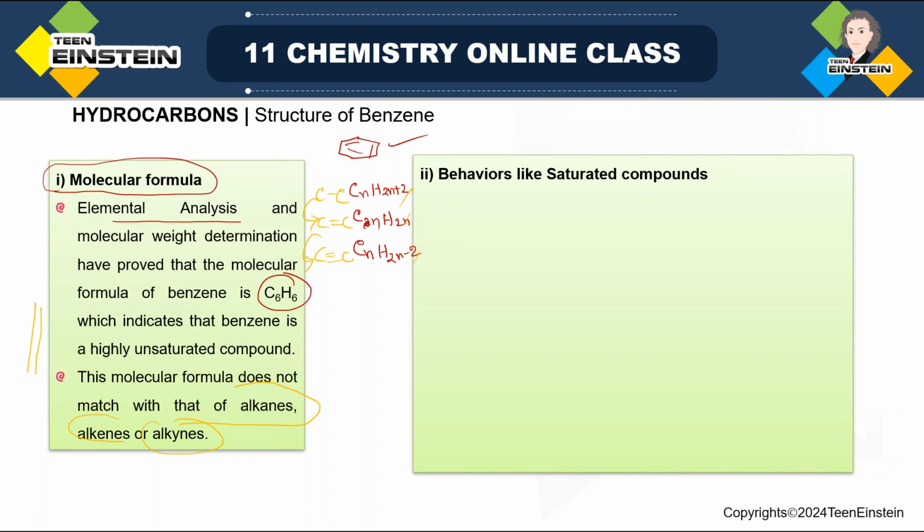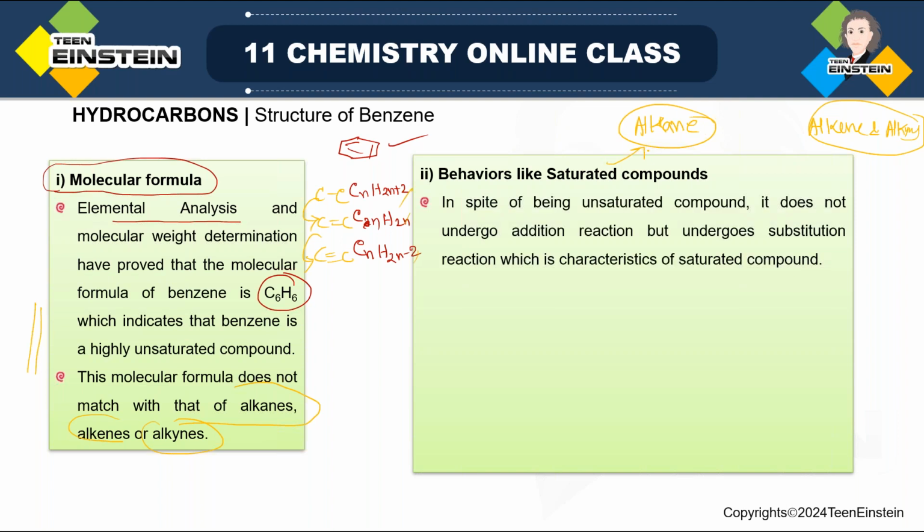So we already know what this molecular formula is. It is C6H6, fine. It is not matching with alkane, alkene, alkyne. Okay, done. Next one, behaviors are like saturated compounds. That means it will show behavior like alkanes, because only alkane is saturated. Alkene and alkyne, they are unsaturated. So behavior is like saturated compounds.